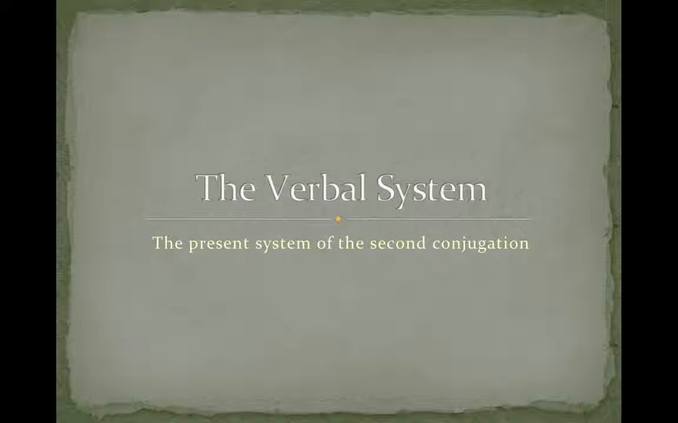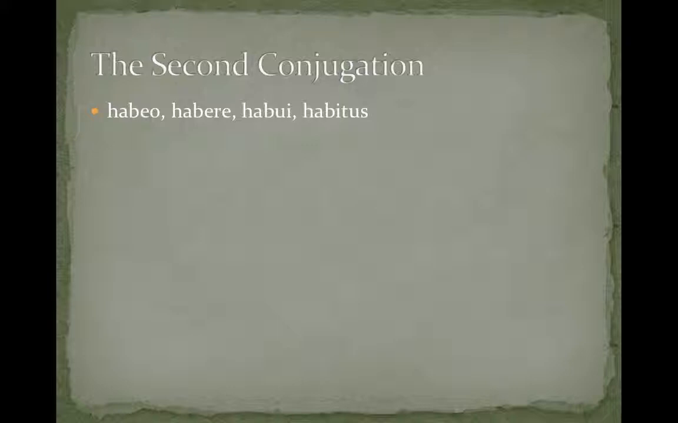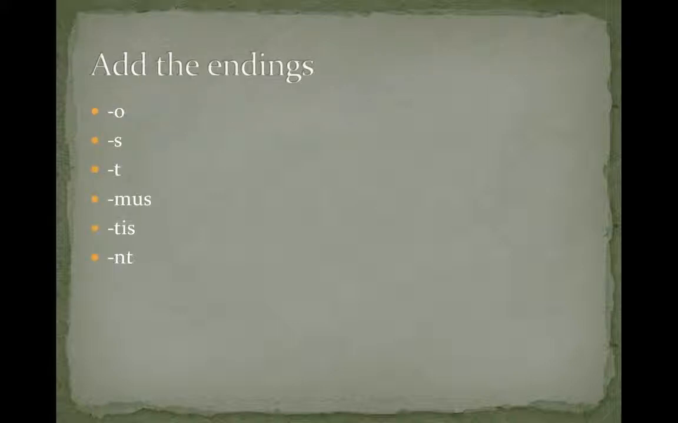The present system of the second conjugation is very, very similar to the present system of the first conjugation. The only main difference that you're going to find is that the stem of the second conjugation ends in E rather than A. So if we take a look at the second conjugation, we take a look at our model verb of the second conjugation.